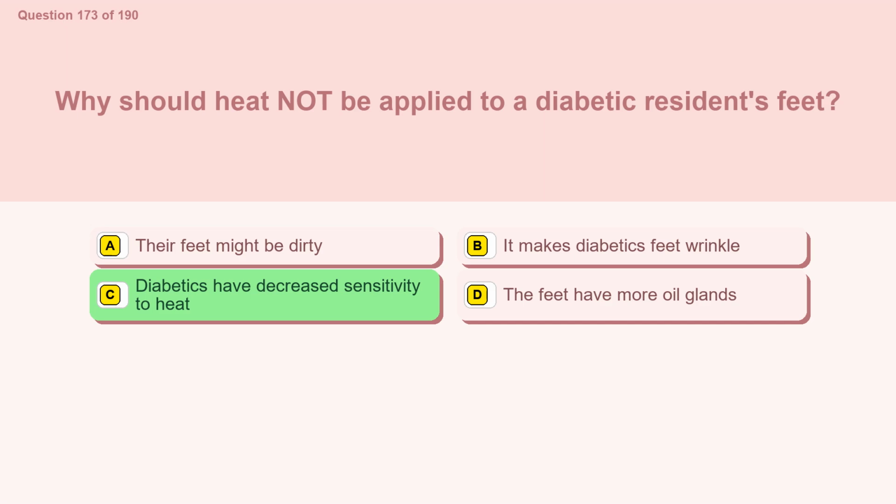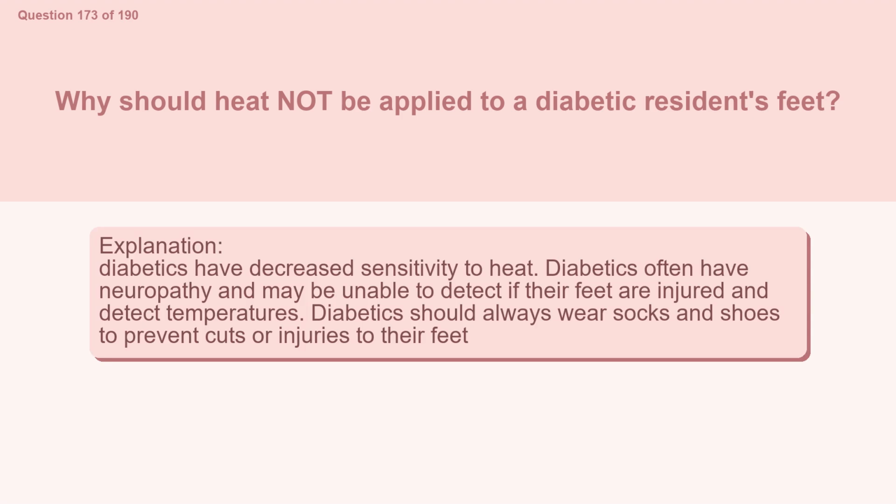The correct answer is option C. Diabetics have decreased sensitivity to heat. Diabetics often have neuropathy and may be unable to detect if their feet are injured and detect temperatures. Diabetics should always wear socks and shoes to prevent cuts or injuries to their feet.